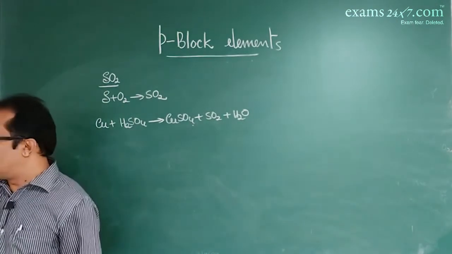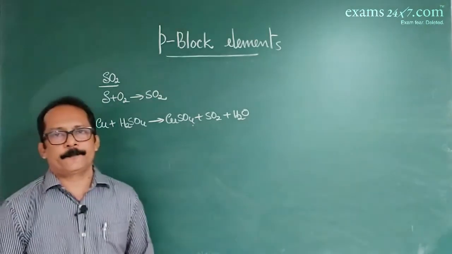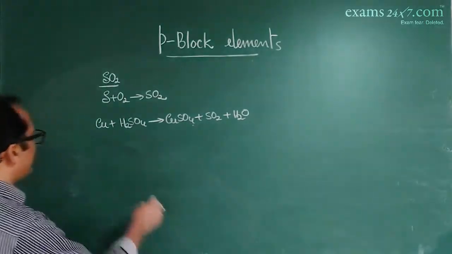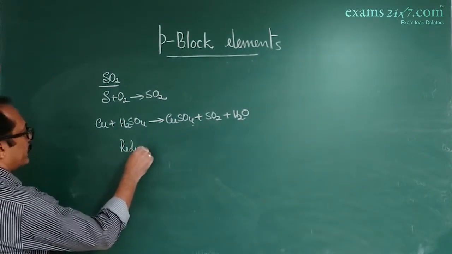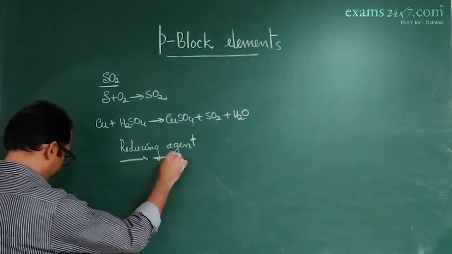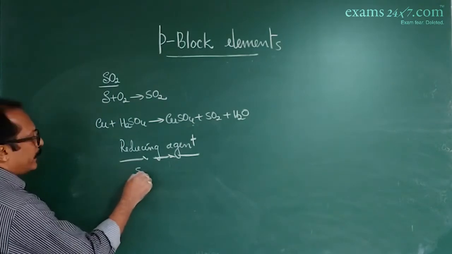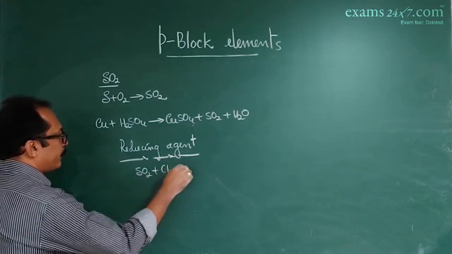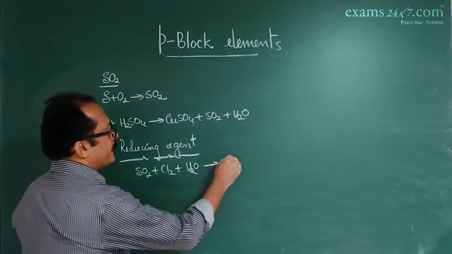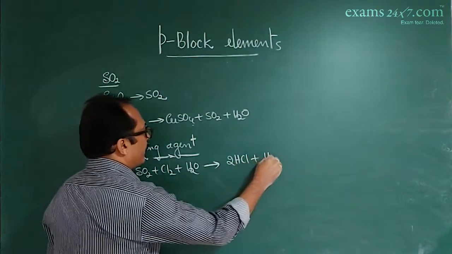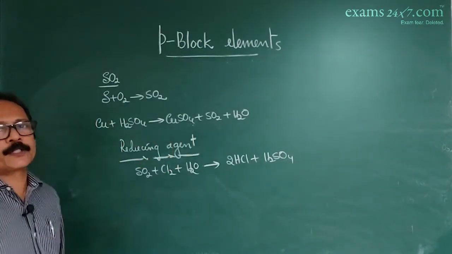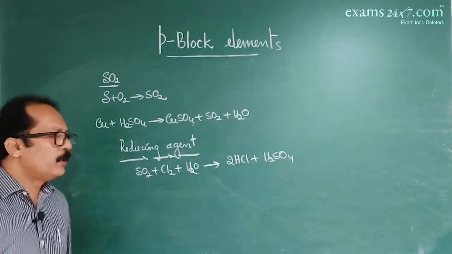Now, it's about the properties of sulfur dioxide. It acts as a reducing agent. When sulfur dioxide, SO2, reacts with chlorine in presence of water, it reduces chlorine to HCl. Another byproduct is sulphuric acid. It reduces chlorine by itself undergoing oxidation. So, sulfur dioxide oxidizes to give sulphuric acid.